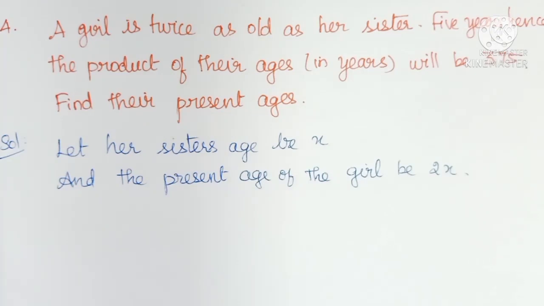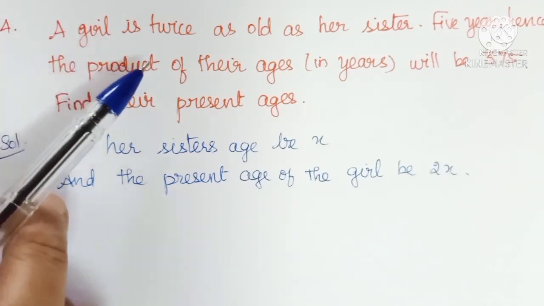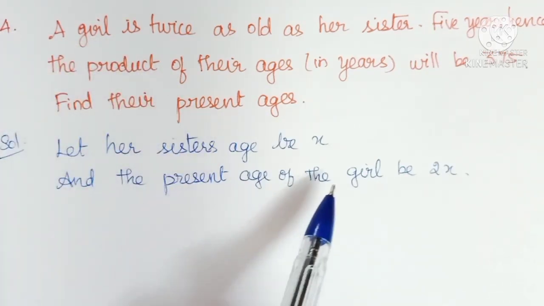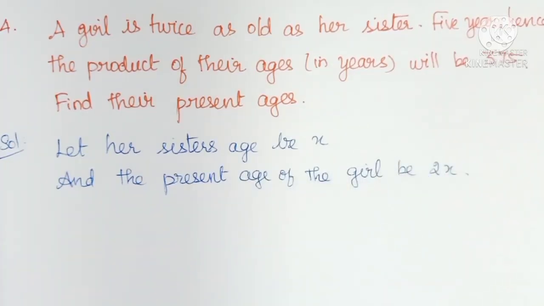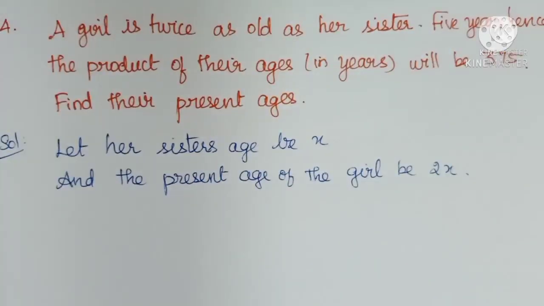So first we are going to start with her sister's age being x. Then we can say a girl is twice as old as her, so the girl's age is 2 into x, that is directly 2x. So now we have fixed: her sister's age is x and the girl's age is 2x. And what condition is given in the question?